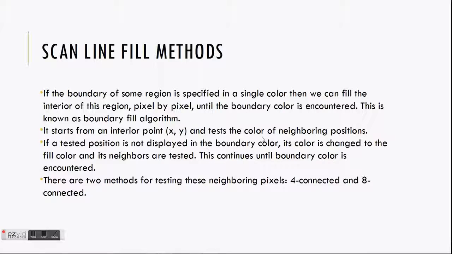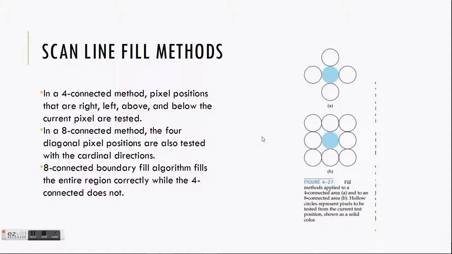Scanline fill methods. Let's talk about how these polygons are filled. We can make use of the boundary fill algorithm where the boundary of the region is specified in a single color and we can fill the color from a point, pixel by pixel, till we reach the boundary. It checks the neighboring pixel. If it's not the boundary, then it changes to the fill color. This can be done in two ways, 4 connected or 8 connected.